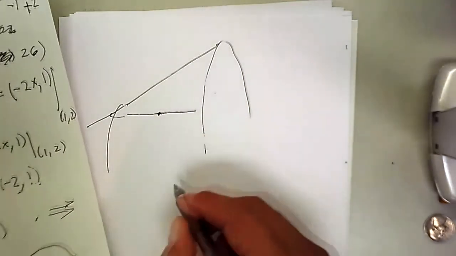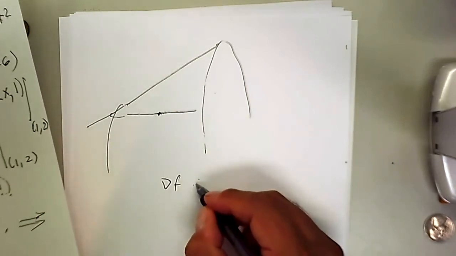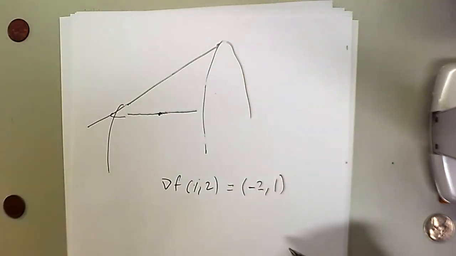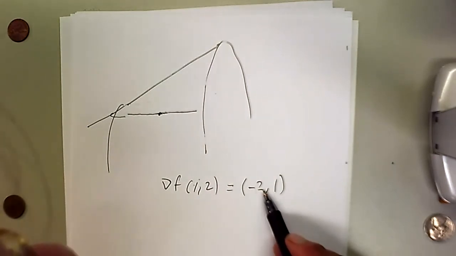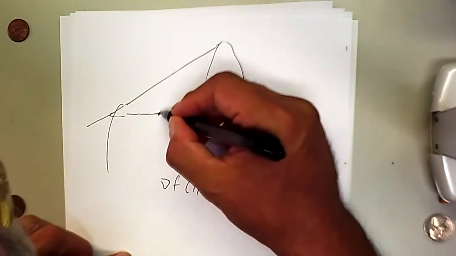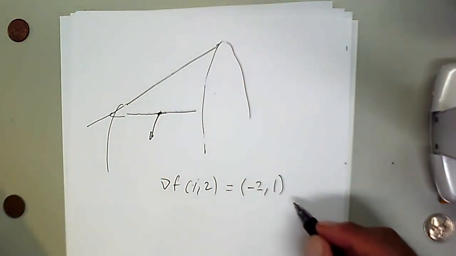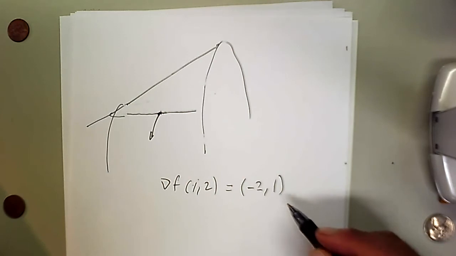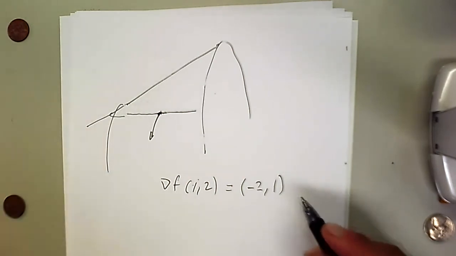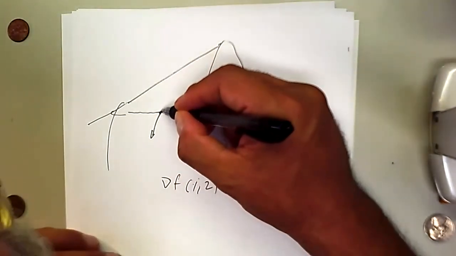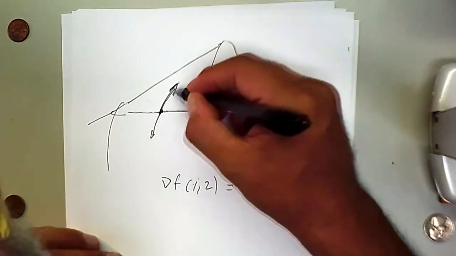Well, the gradient of the function at 1, 2 is -2, 1. So if you go in the perfect direction, that is this way, because we end up with -2. Oh yeah, this is this way. Yeah, that's the maximum.